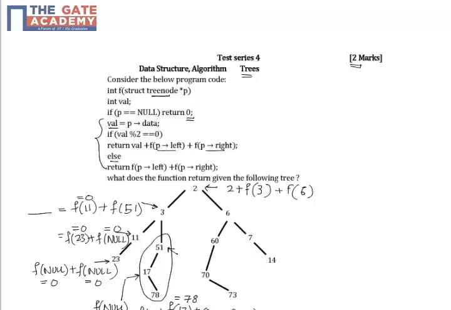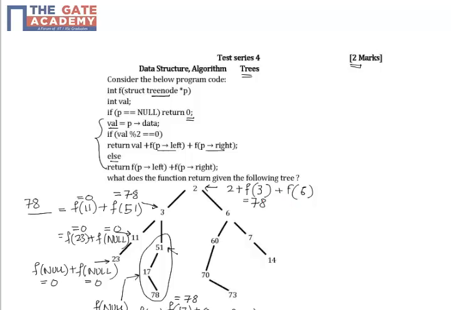So 78 plus 0, that is f of 51. Okay, so that 78 value will be written here. So this is 0 plus 78. That is the result of calling f of 3. So the result here is 78, and this value will be written here. So 2 plus 78.